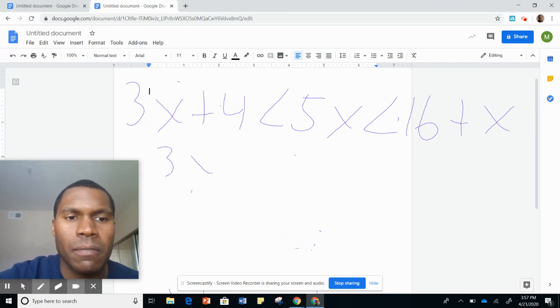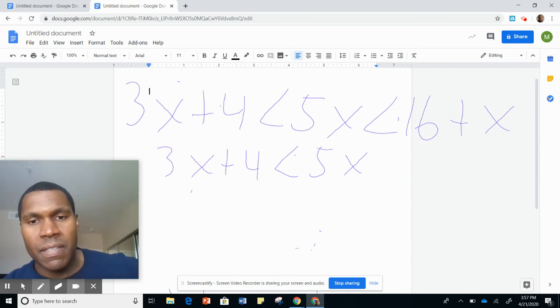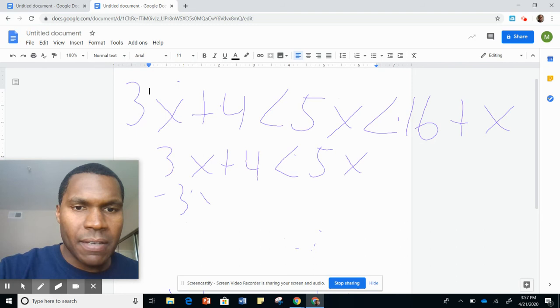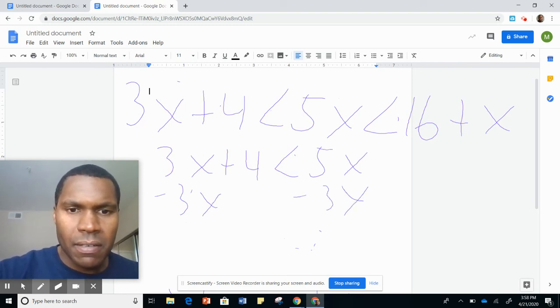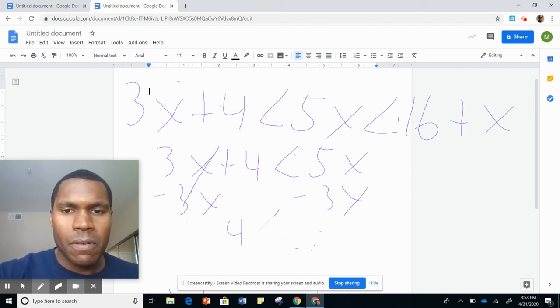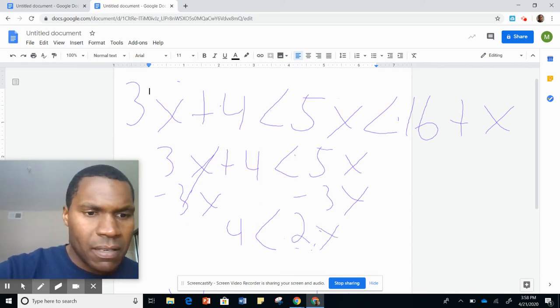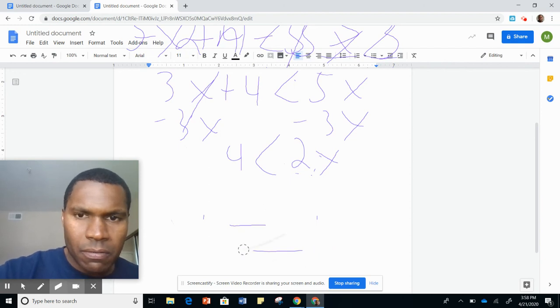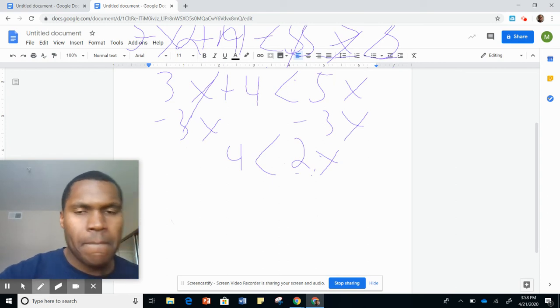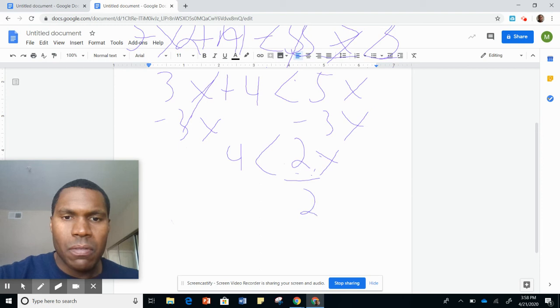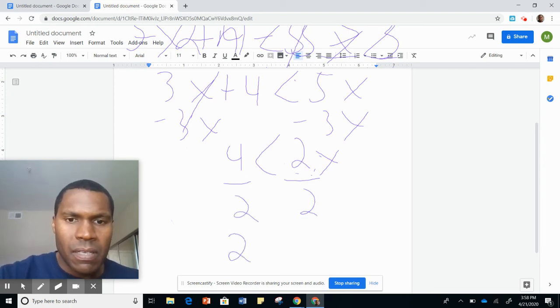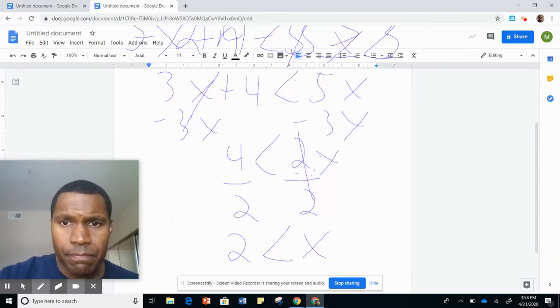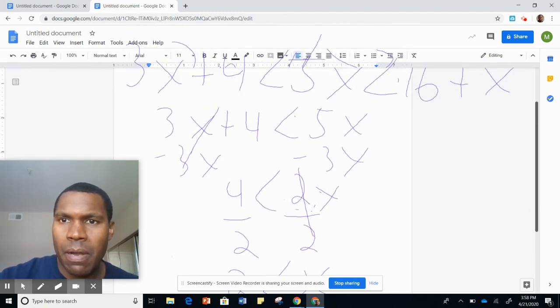So we first do this side. 3x plus 4 is less than 5x, and then you stop. We need to get rid of the 3x and the 5x, so we're going to subtract 3x on this side, subtract 3x on this side. This cancels. Bring down the 4. 4 is less than 5 minus 3, which is 2x. Okay. So 4 is less than 2x. Divide by 2. Divide by 2. 4 divided by 2 is 2. 2 is less than, that cancels, x comes down. So now watch this. That's the first part there. Now I'm going to go back to the second half of the problem.